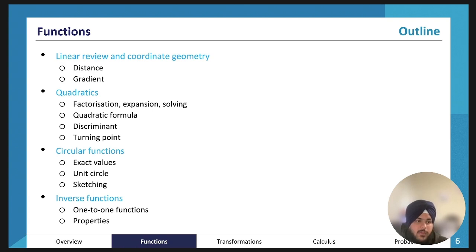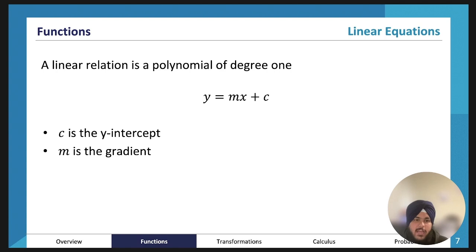Okay, so let's get started with the function side of things. For functions, we're going to be looking at a review of linear and coordinate geometry, quadratic, circular functions, and inverse functions. The overall aim of this lecture is to help you get started with the revision for the exam, and also act as a little bit of a head start for year 12. Okay, let's get started with linear equations, which is our first topic.